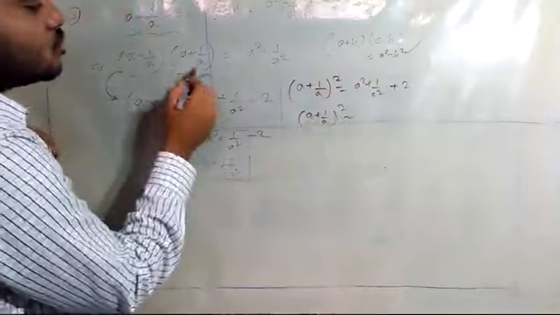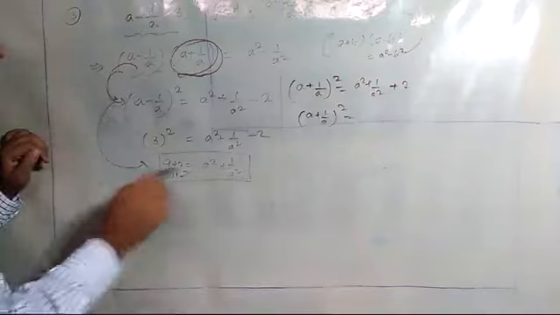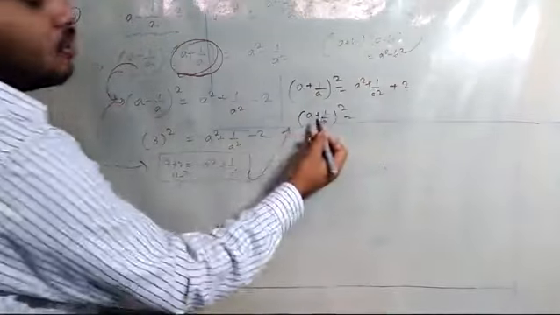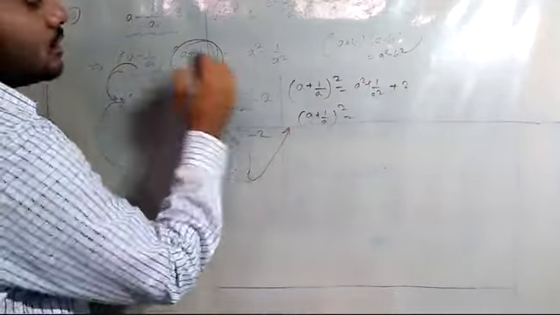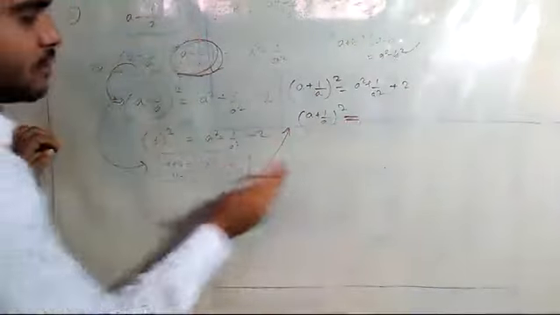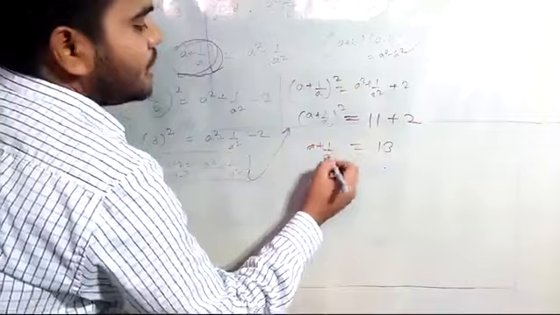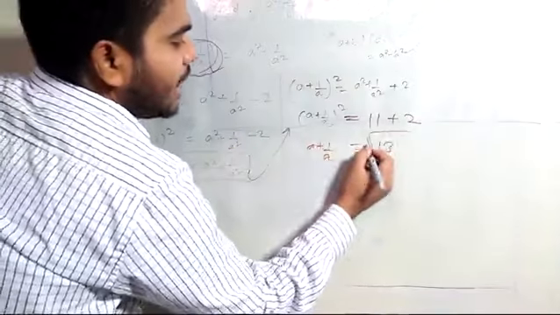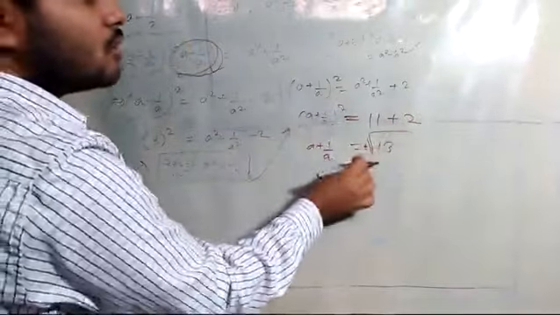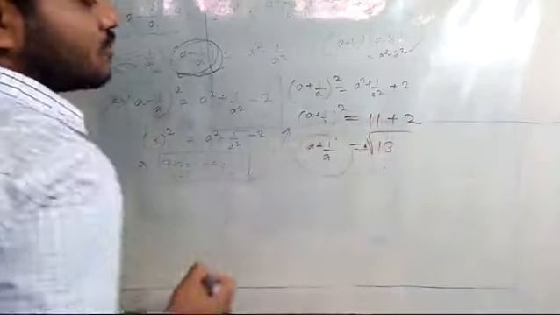Our first step here was to find a plus 1 by a. So with the help of a minus 1 by a, I found out a square plus 1 by a square, and with the help of a square plus 1 by a square, I am going to calculate a plus 1 by a, which is our task. Here a square plus 1 by a square is 11. 11 plus 2 is 13. Now a plus 1 by a will be equal to plus minus root under 13. The square of any number, negative or positive, gives 13 again. So, root under 13. So you got finally a plus 1 by a.